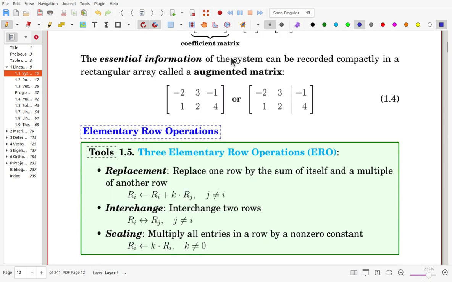Okay? Now, to solve the linear system, we'll use elementary row operations. There are 3 elementary row operations. You learned this from your high school, but we consider it more systematically. The first one is replacement. Replace one row by the sum of itself and a multiple of another row.